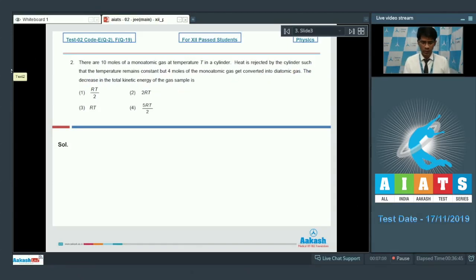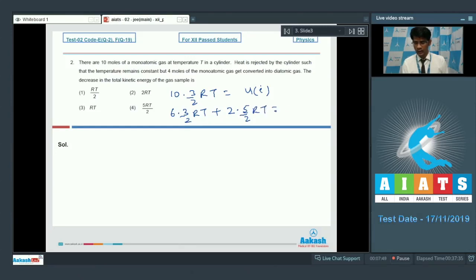Total kinetic energy now would be the total internal energy of the gas sample itself. Initially there was 10 moles of monatomic gas, so 10 into 3 by 2 RT, this will be the initial internal energy of the system. In the final state, we shall remain with 6 moles of monatomic gas, 6 into 3 by 2 RT, plus 4 moles of monatomic gas get converted into diatomic gas, so we shall remain with 2 moles of diatomic gas, 5 by 2 RT. This will be the final internal energy of the system.